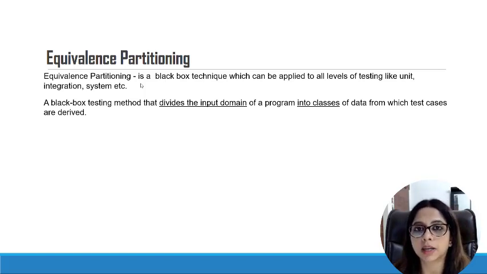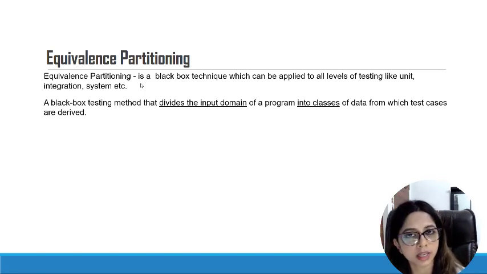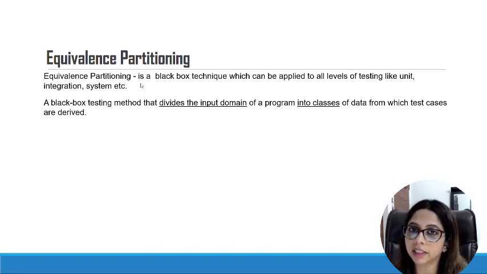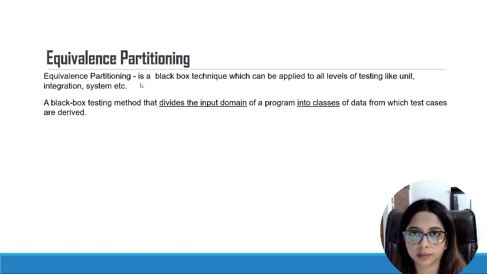Equivalence partitioning is based on a logic wherein we create valid and invalid partitions for a particular scenario. And then we choose one data set from each partition. From all the partitions we choose one data set. We'll take an example and understand this. And why do we choose one data from each partition?